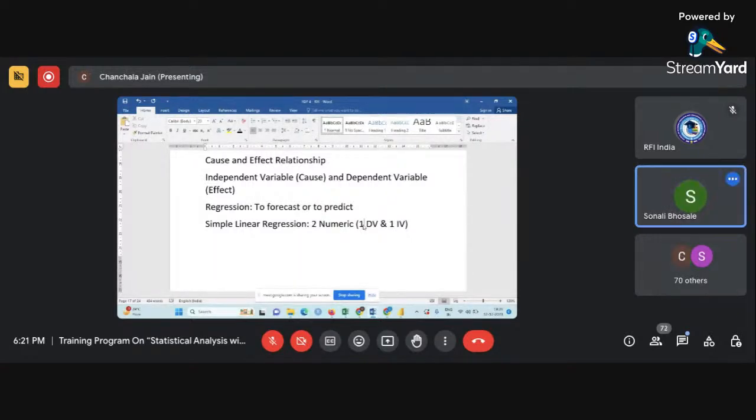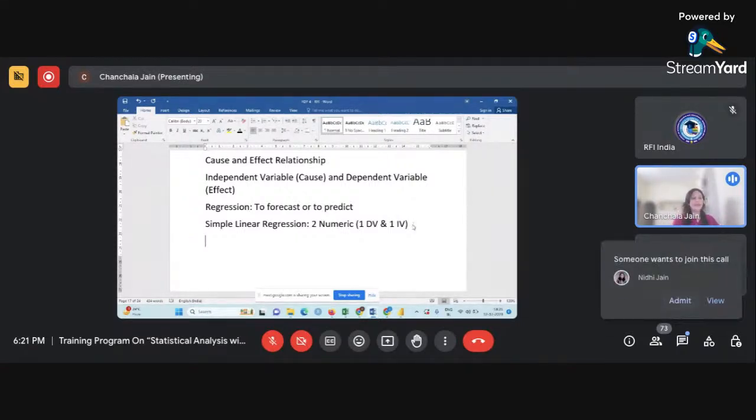Now, what we are going to study today is simple linear regression, because with the help of Excel, we can do simple linear regression and multiple linear regression very easily using the Data Analysis ToolPak, right? Simple linear regression means we have only two numeric variables. We treat one variable as the dependent variable and the other as the independent variable. So if I want to predict one dependent variable using one independent variable, this kind of regression is known as simple linear regression.